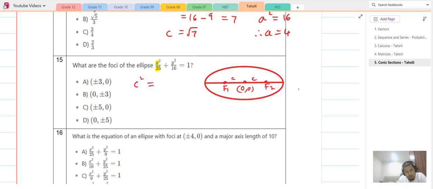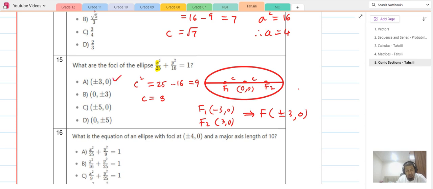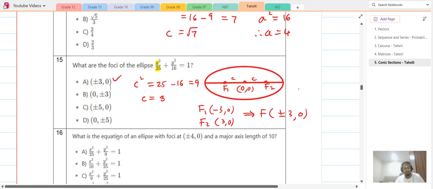c squared is equal to a squared minus b squared, so 25 minus 16, which is 9. So the value for c is square root of 9, which is 3. So from 0 you need to move 3 units to the left. So f1 is negative 3, 0. And f2 is move 3 units to the right. So 0 plus 3 is 3, so 3, 0. So you can combine these two and make it into one: plus minus 3, 0. So I hope you guys understood that.